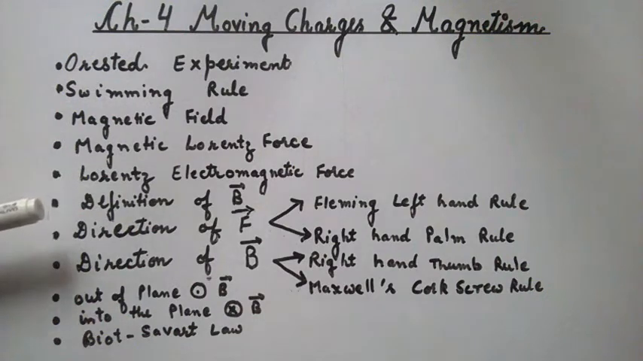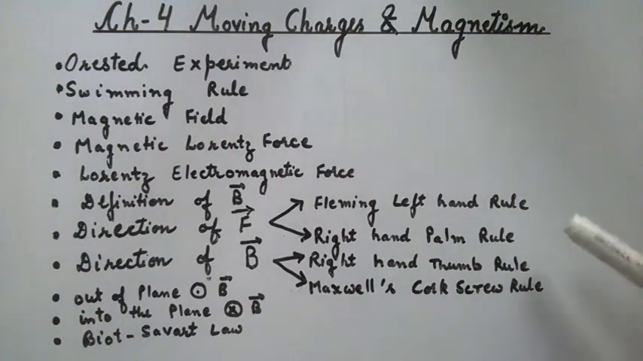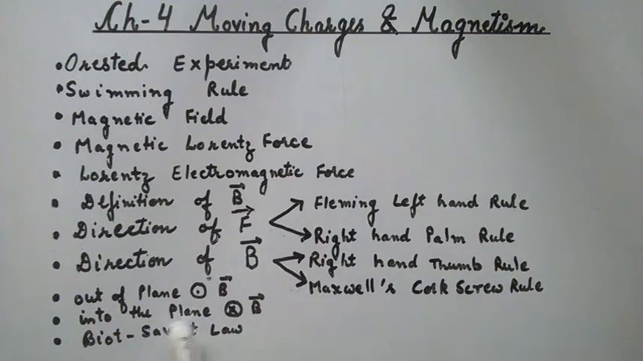We have studied the definition of the magnetic field and the direction of the magnetic field with the help of the right hand thumb rule as well as Maxwell's corkscrew rule. We have learnt about the direction of force, which we can find with the help of Fleming's left hand rule and the right hand palm rule. We have also seen that the magnetic field is denoted by a dot when it is out of the plane of the paper and by a cross when it is into the plane of the paper. We have also learned about the Biot-Savart law.